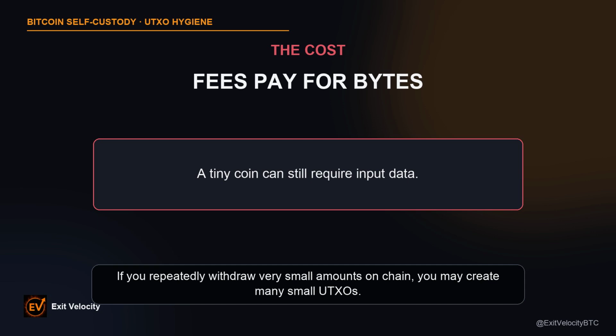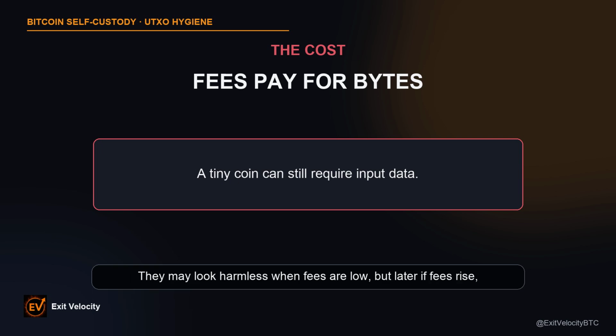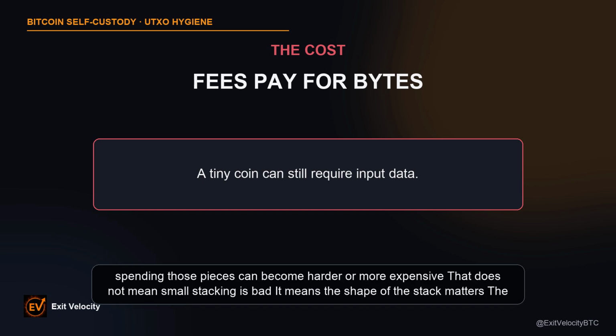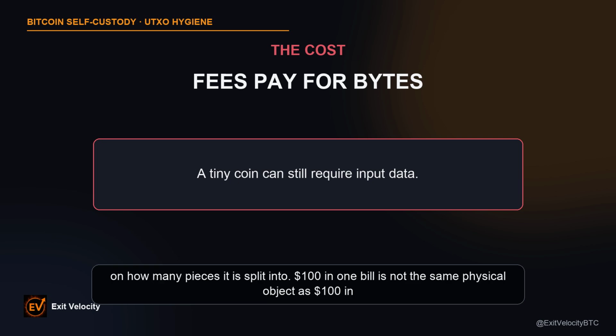Imagine someone gives you a box of pennies. It is money. But if the toll booth only accepts rolls, carrying loose pennies can become a problem. Bitcoin dust is not the same as pennies, but the feeling is similar. The value is there. The friction is in using it. This is why tiny withdrawals matter. If you repeatedly withdraw very small amounts on-chain, you may create many small UTXOs. They may look harmless when fees are low. But later, if fees rise, spending those pieces can become harder or more expensive.